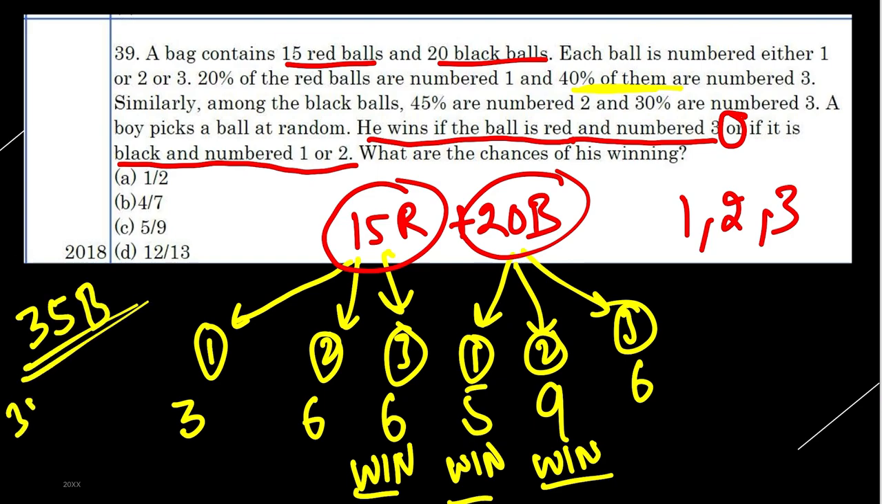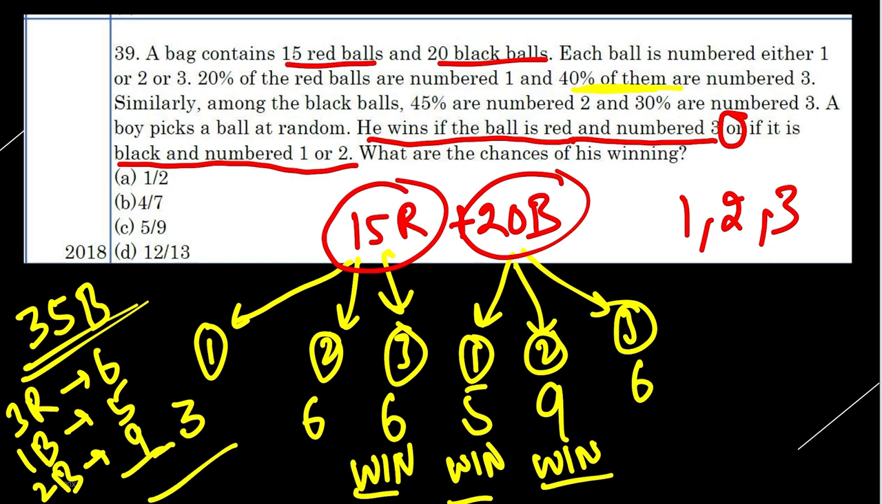He could win either by red number 3, which means there are 6 balls he could pick, or black number 1, which means he has 5 balls to pick, or black number 2, he has 9 balls to pick. So that is 9 plus 5 plus 6, 20 balls. If he picks any of these 20 balls, he will win. So 20 is the number of balls which I can pick to win. And the total possible balls are 35. So 20 by 35, you solve this, you will get the answer 4 by 7, and 4 by 7 is our answer. And that completes our previous year questions for probability.